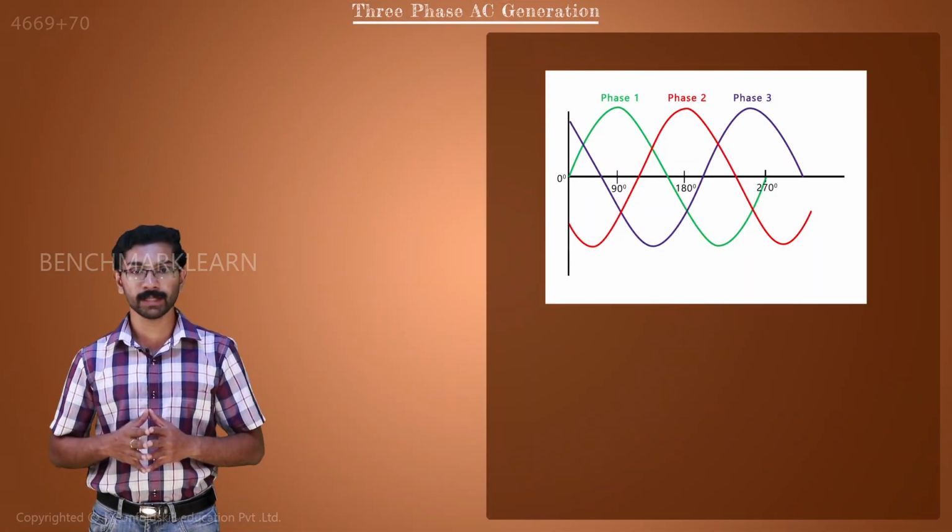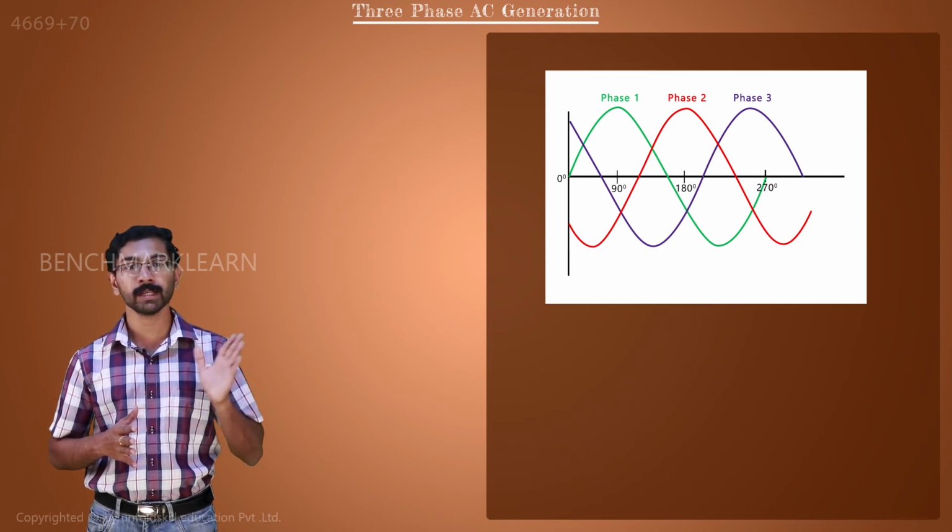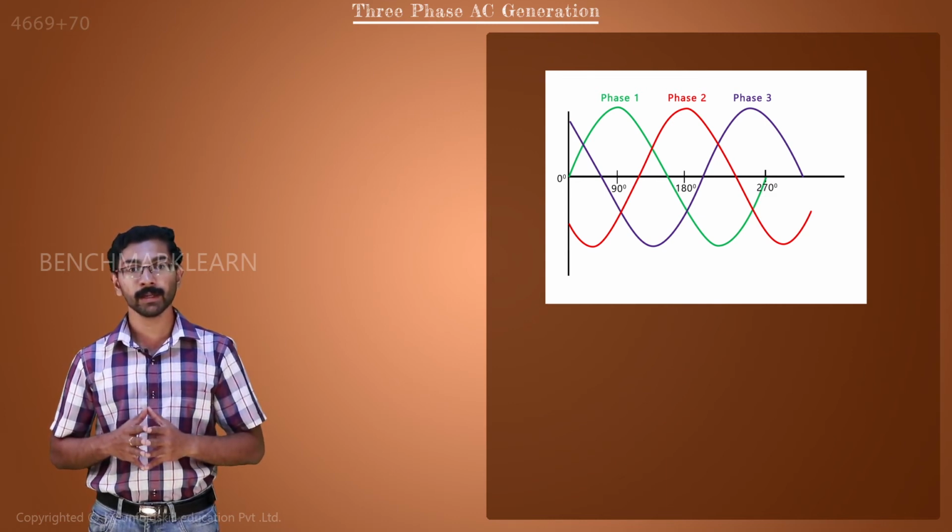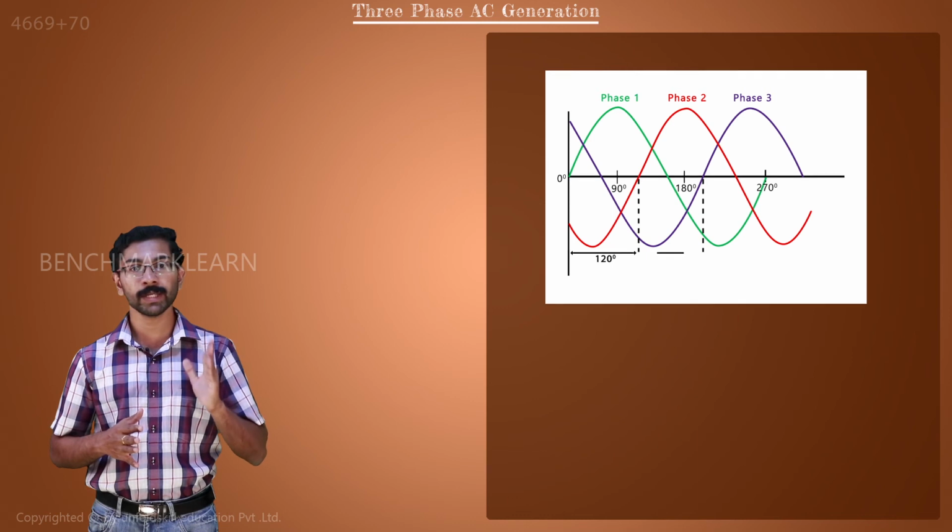In three-phase AC, we generate 3 sine waves that are equally spaced from one another. One complete cycle of an AC is 360 degrees. So, the 3 sine waves are 120 degrees out of phase with each other, like this. Here, phase 2 lags phase 1 by 120 degrees and phase 3 lags phase 2 by 120 degrees.